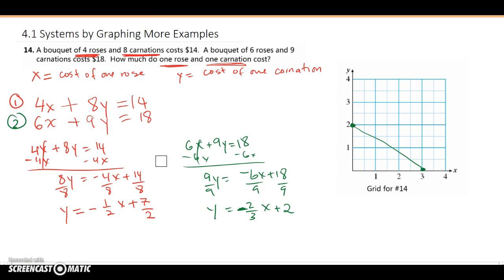Before I graph this, I actually have a mistake here. Let me fix that. If I'm dividing 14 by 2, I get 7. If I divide 8 by 2, I get a 4. So that's going to change things. I've got to be careful.